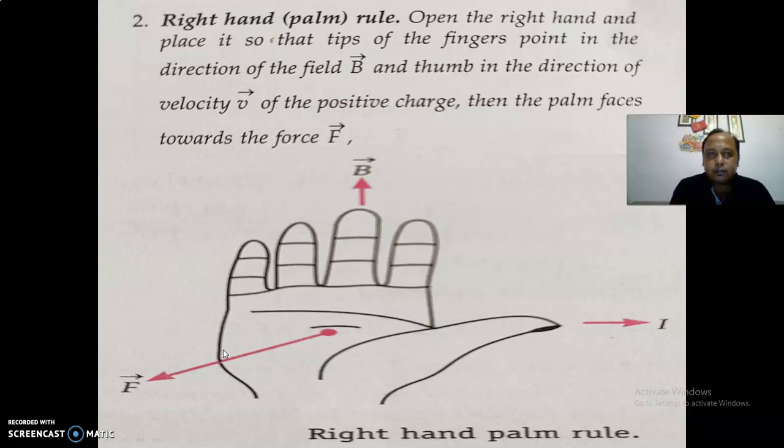So you can use any rule: the first one, Fleming's left hand rule, or the right hand palm rule. Any of the rules can be used to find the direction of force acting on a positive charge moving in a magnetic field, or the force acting on a current carrying conductor placed in a magnetic field. I hope this is very clear to you. If there is still any doubt, you can post me the doubts, and they will be taken care of for sure.